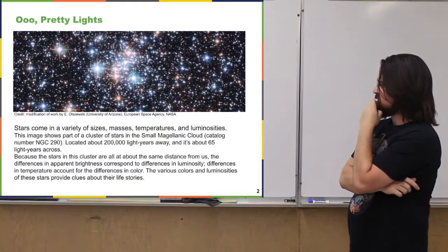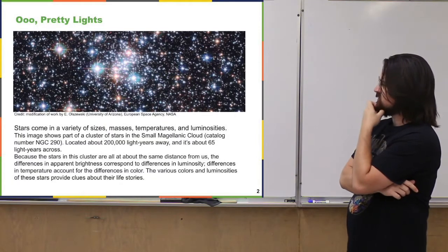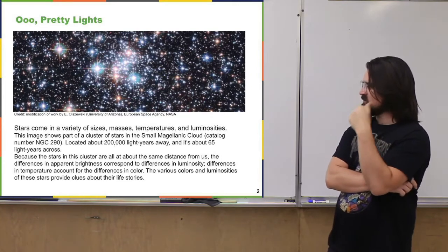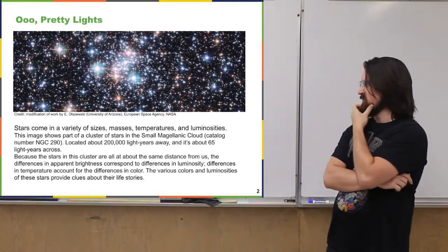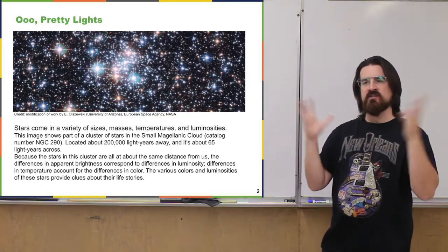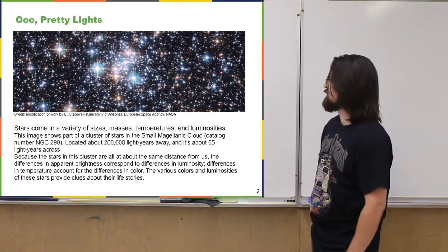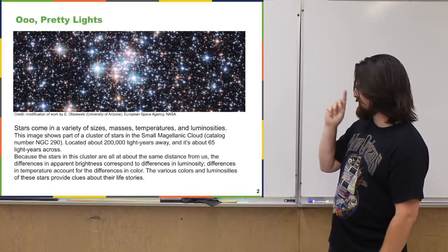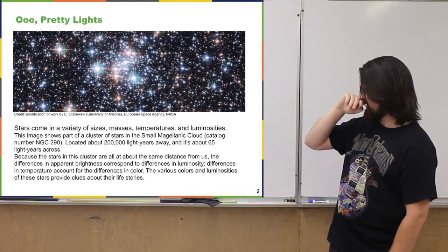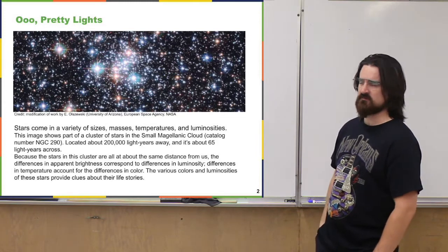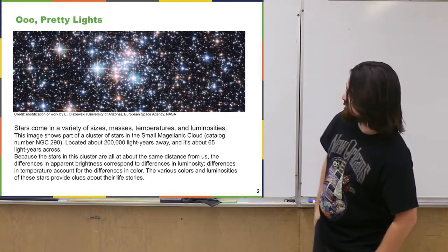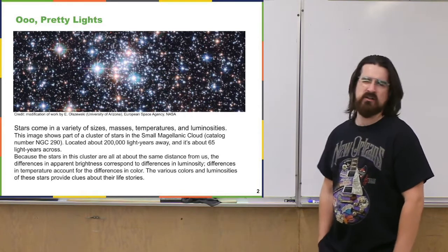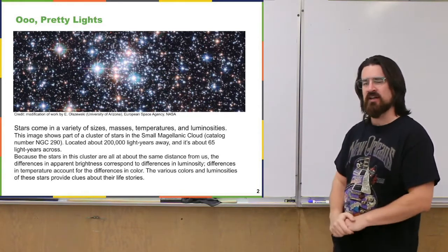This is a nice picture of a field of stars. So we'll be looking at things like the size, the mass, the temperature, the luminosity. Remember, luminosity was the total energy output of a star. Most of the cluster in this image is in the Small Magellanic Cloud, which is sort of this cluster of objects that are orbiting our galaxy.